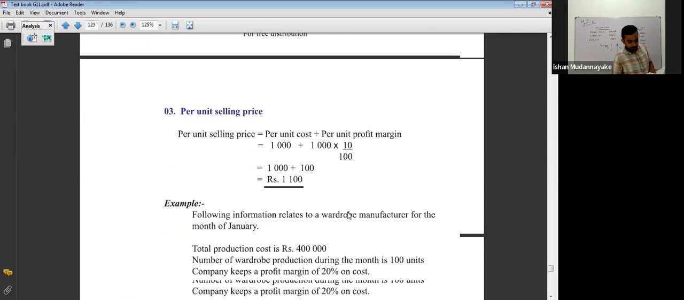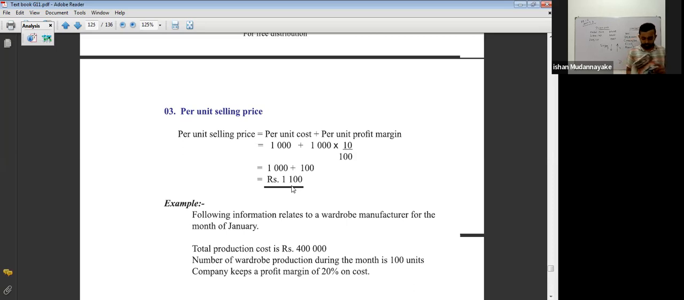And then the selling price is 1,000 plus 10%. 1,000 into 10% means 100 rupees. Then the selling price of the product is how much? 1,100. Okay, simple. Here there is no logic, you just use your common sense. You can provide the answer for this type of question.